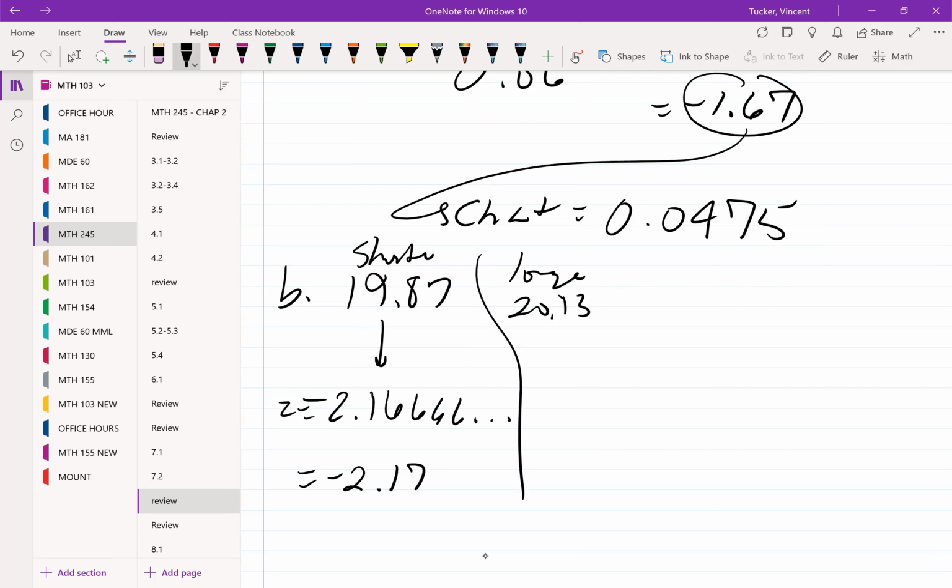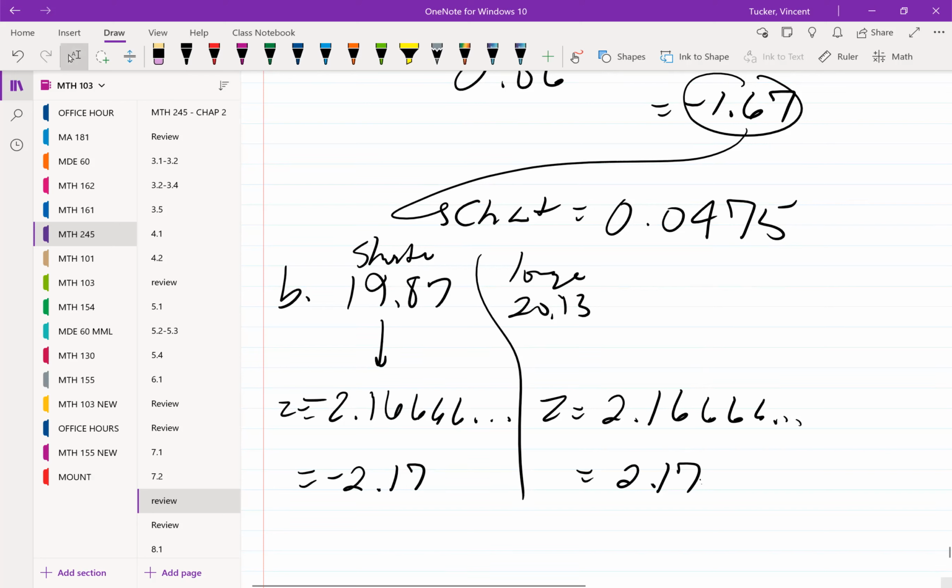And then you do the same thing for the longer side: 20.13 minus 20 divided by 0.06. And that gave you the positive representation of it, so that should have been positive 2.17. Like I said, your process was correct, but you rounded and just said 2.16, it should be 2.17. All right, so take that z-score over to the chart value.